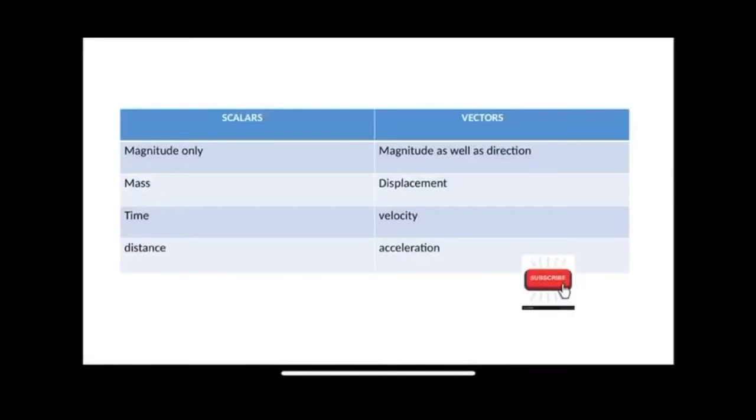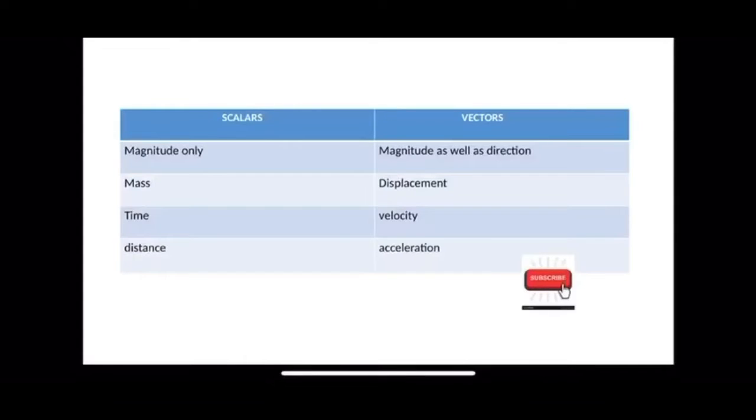Scalar quantities are quantities having magnitude only. For example, mass. Suppose we are specifying the mass of an object as 5 kg, we are specifying its magnitude only. No direction is indicated. Time and distance are another two examples of scalar quantities.